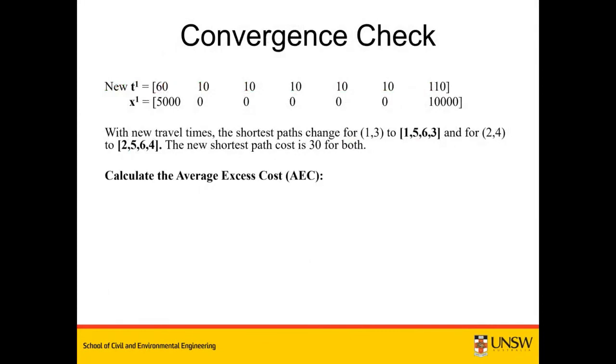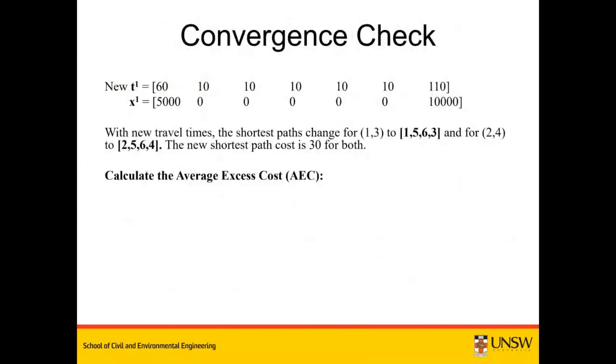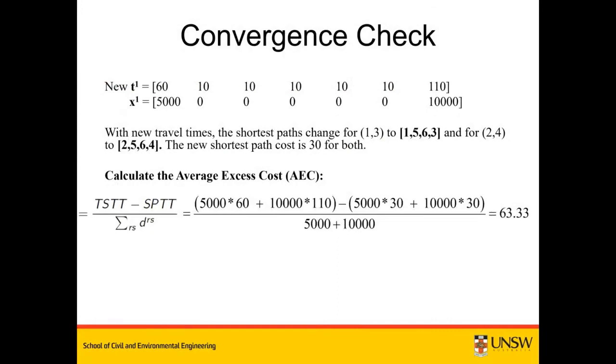Before doing that, let's calculate AEC and the relative gap as we talked before, okay? Then we continue with doing the all or nothing assignment at the beginning of the iteration too. So let's calculate AEC. What was the formula for AEC?